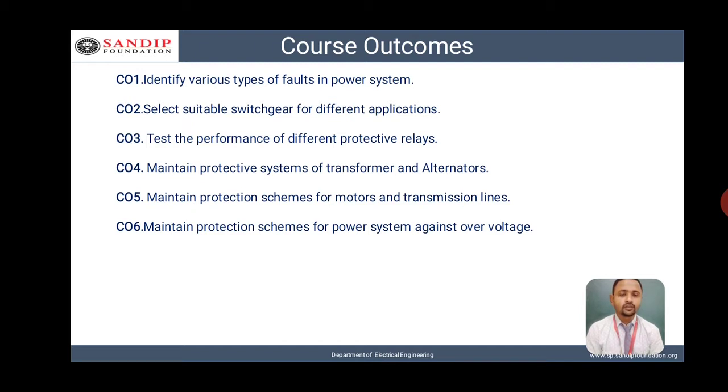After that, course outcome number 5 is maintain protection schemes for motors and transmission lines. Similar to the transformer and alternator, the student should be able to understand the various protective schemes applied for the protection of motors and transmission lines. After that, course outcome number 6 is maintain protection schemes for power system against over voltages. The student should be able to understand the various schemes for power system against over voltage. Okay. After completion of this particular course, these course outcomes should be fulfilled by the students.